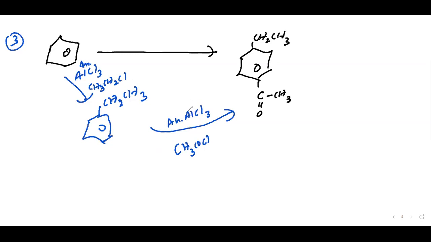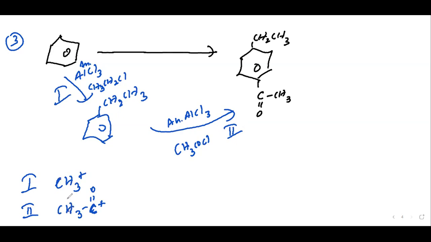What is this mechanism called? Both these reactions, what? Electrophilic substitution reaction. If you want to write that also: first reaction also electrophilic substitution, number 2 also electrophilic substitution. So if you want to write here, first one, the active species, the electrophile will be CH3 plus. Second reaction, the electrophile will be CH3CO plus. Okay, first one CH3 plus, second one CH3CO plus.